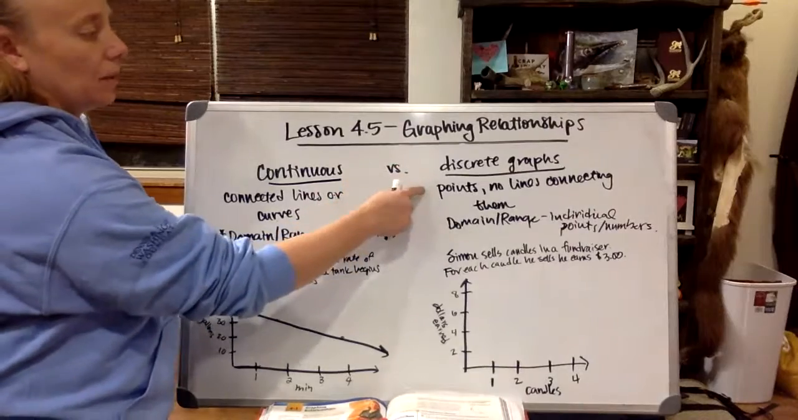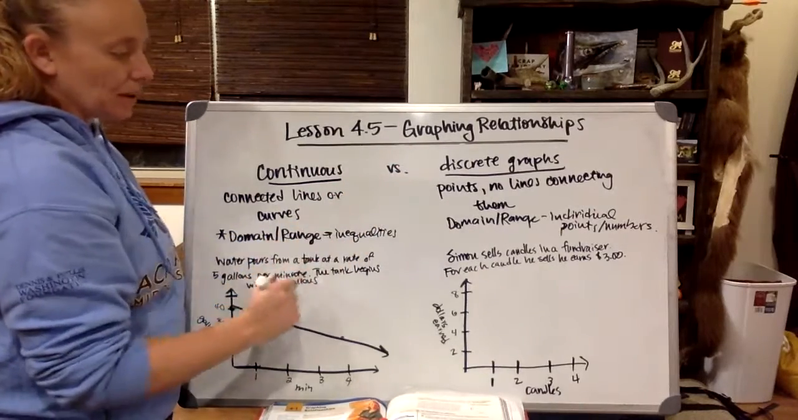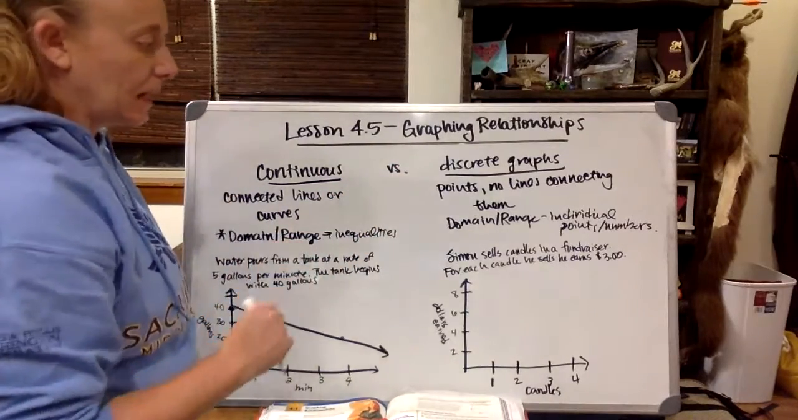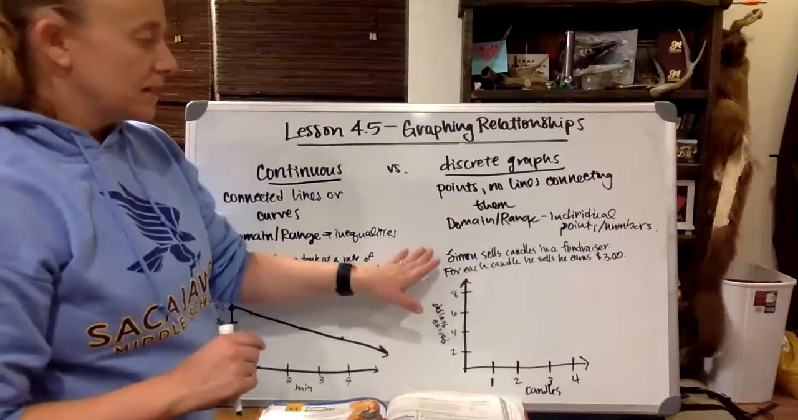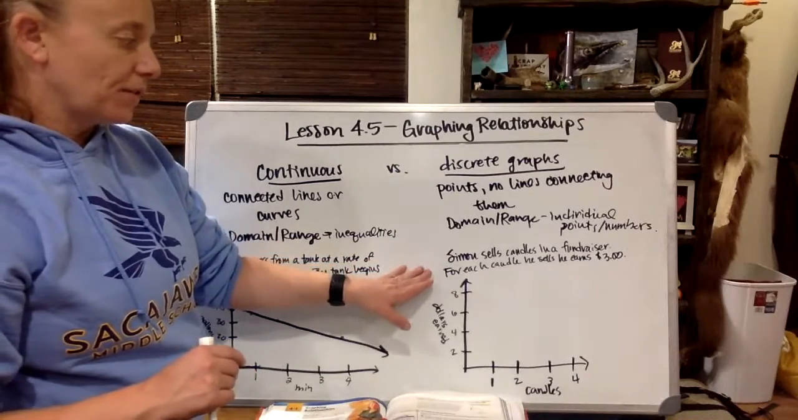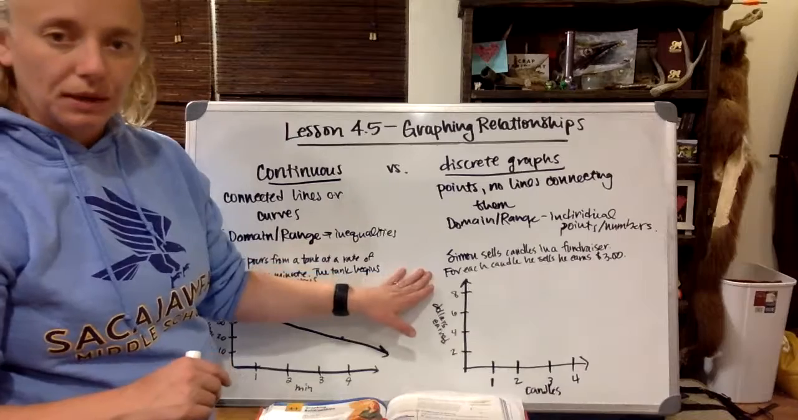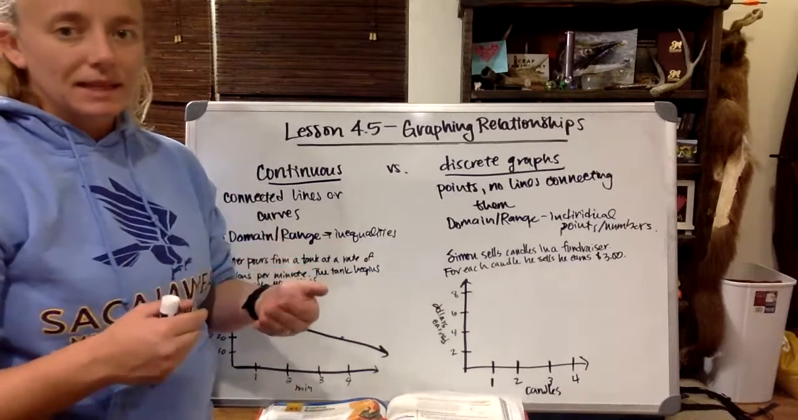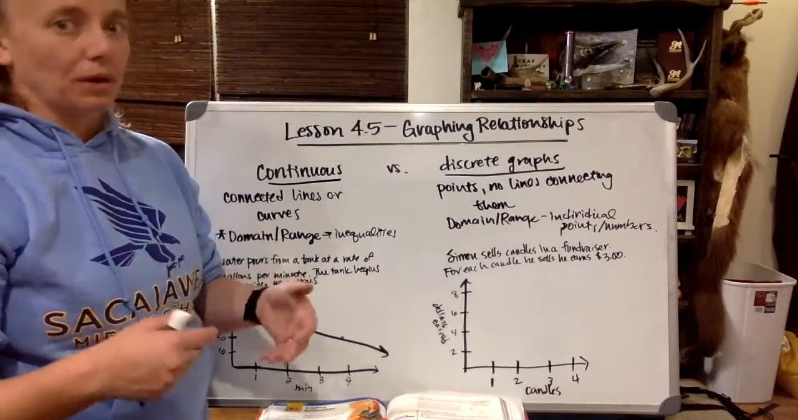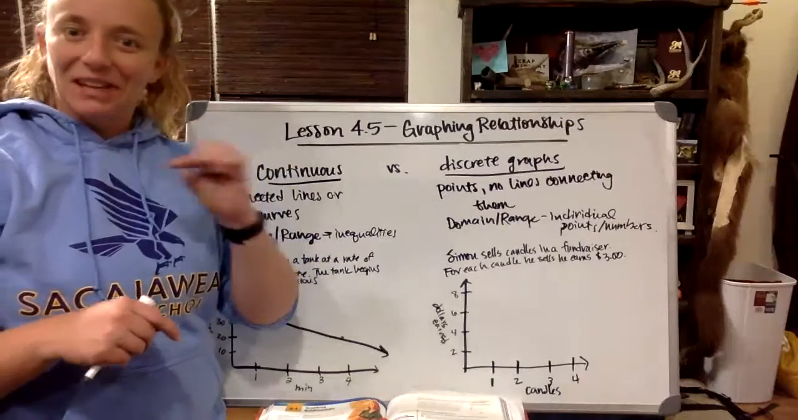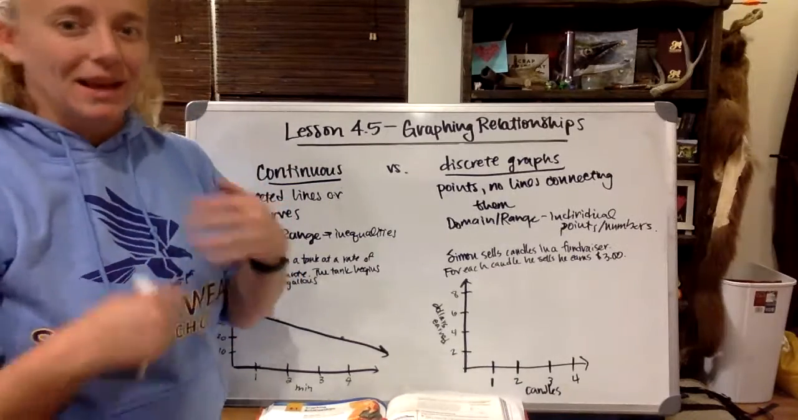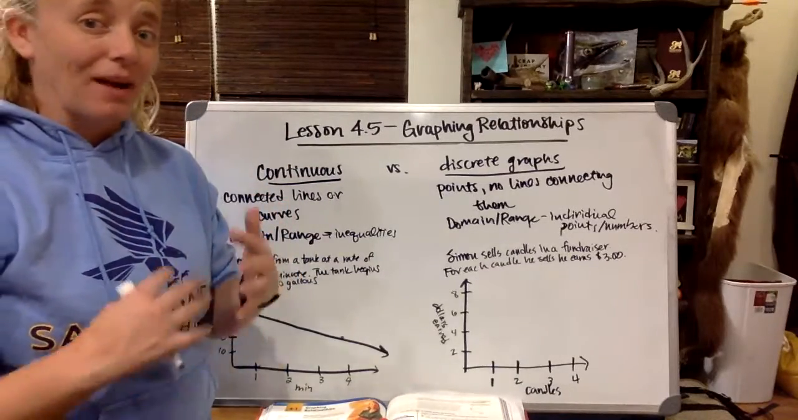Discrete graphs, we're talking about those points, that sort of thing. There's no lines that connect the dots. It would be something like this. Simon sells candles for a fundraiser. For each candle he sells, he earns $3. So he's not going to sell half a candle. He's not going to sell a quarter of a candle. He's not going to sell slivers of candles to get pennies. That doesn't make sense. So a continuous graph doesn't make sense.